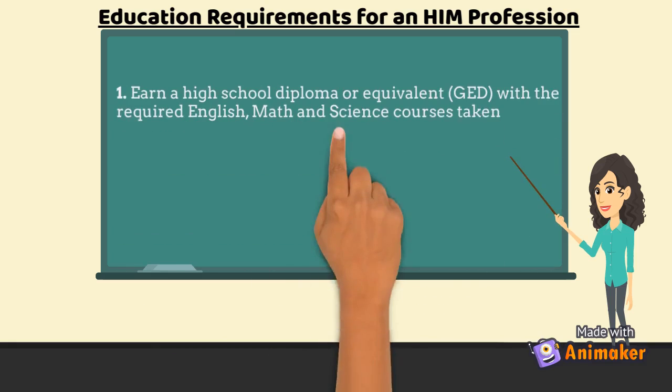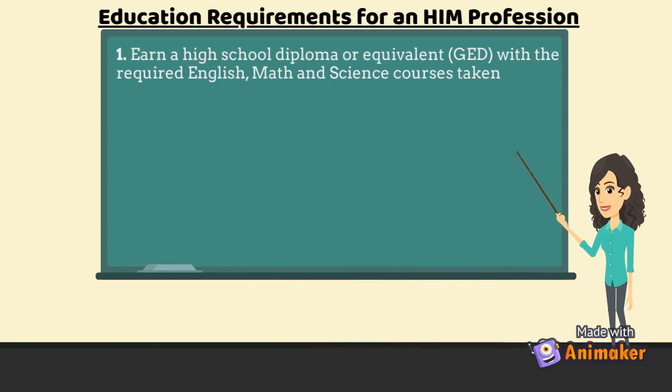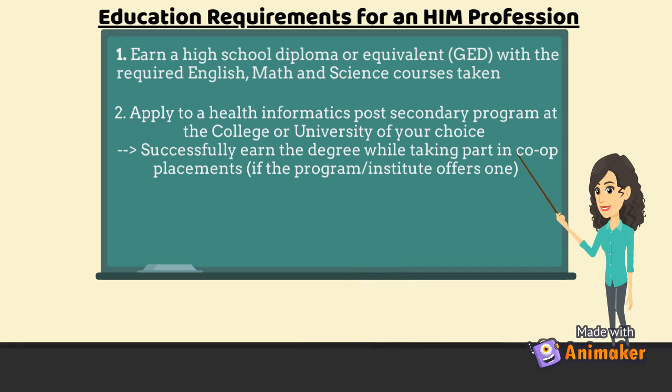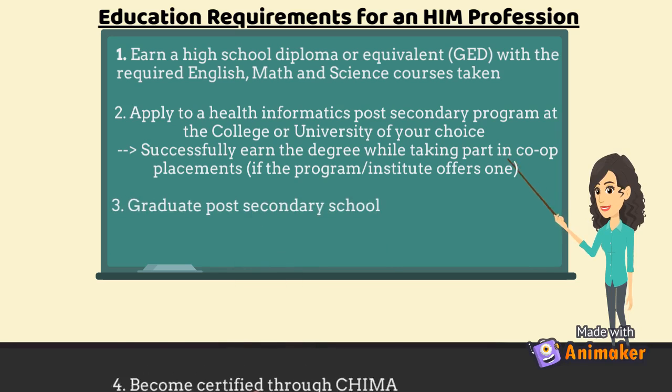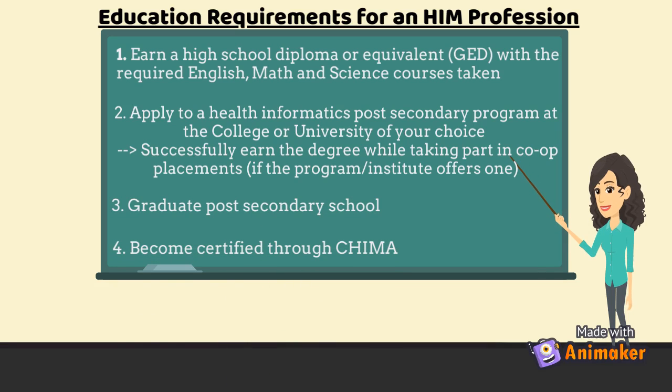First, you must graduate high school or provide the equivalent, a GED, with the appropriate math, English, and science courses taken. Then, you must apply to a health informatics program at a post-secondary school of your choice. Upon acceptance, you then must successfully complete the program and complete any co-op placements if the program/institute offers any. Finally, you must graduate the program and lastly become certified through CHIMA with your choice of certification.